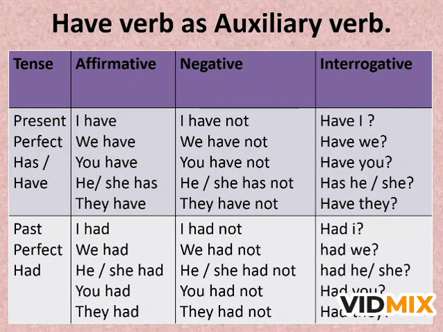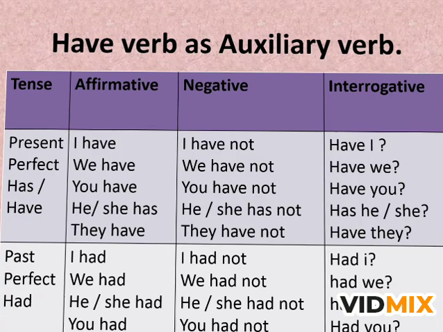Have verb as auxiliary verb, like I have, we have. It is used in present perfect tense, past perfect, had, I had, we had, negative, you had not, interrogative, had you, had he or she, like this.